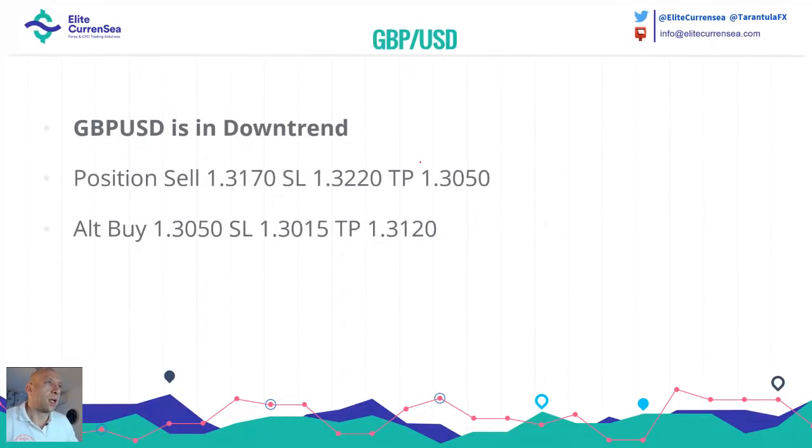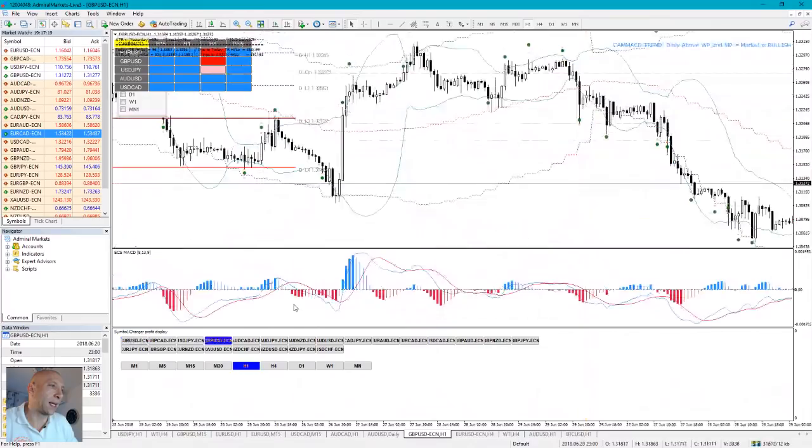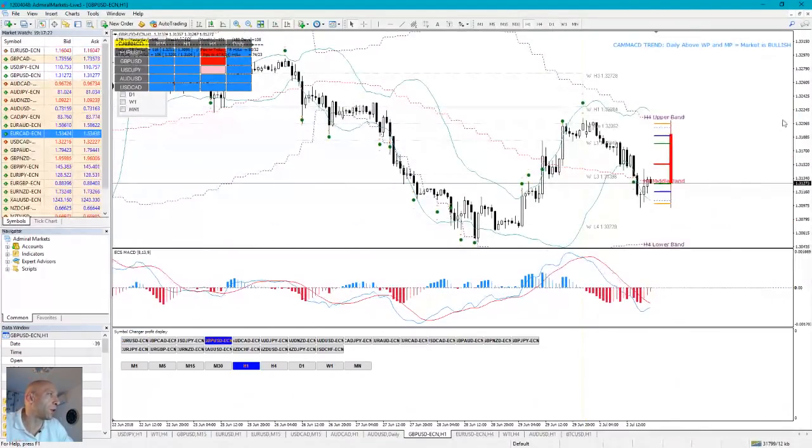GBP dollar sell is 31.70, stop 32.20, TP 30.50, alternative buy 30.50, stop loss 30.15, and TP is 31.20. So this is the GBP dollar. Let me see if I edit it here. Should be here. Yeah, the GBP dollar.